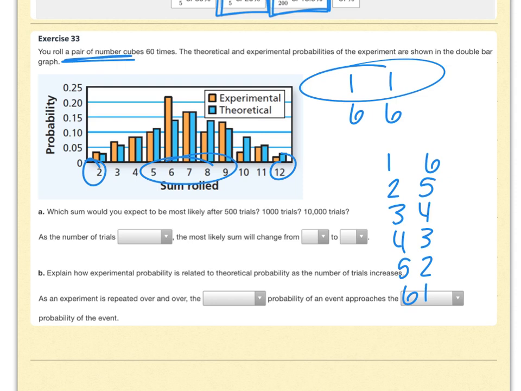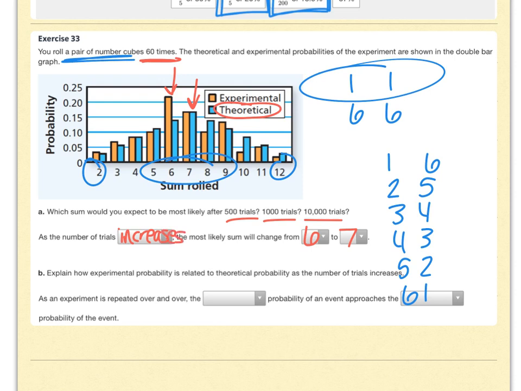It says, which sum would you expect to be the most likely after 500 trials, 1,000 trials, and 10,000 trials? Well, we rolled 60 times. If we rolled 500, 1,000, or 10,000 times, we're going to see that theoretical probability, which they did in blue. You can see 7's the highest probability number theoretically that's rolled. My guess is our experiment would change from a 6 being the highest to a 7, because we're going to see that theoretical probability. So as the number of trials increases, we start to see 7 is going to be the most likely number.